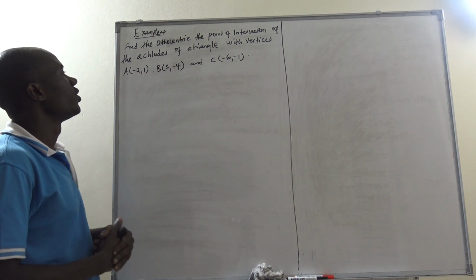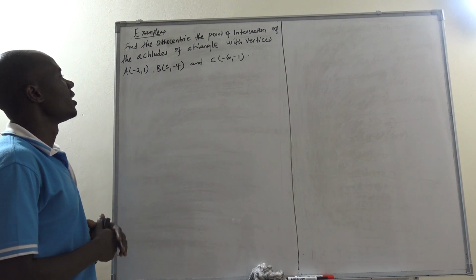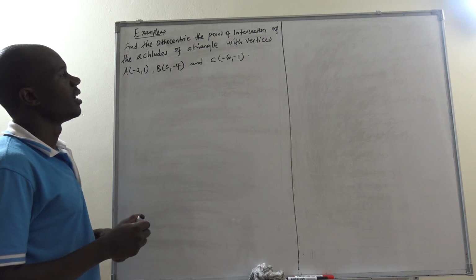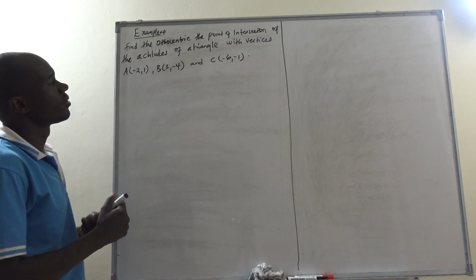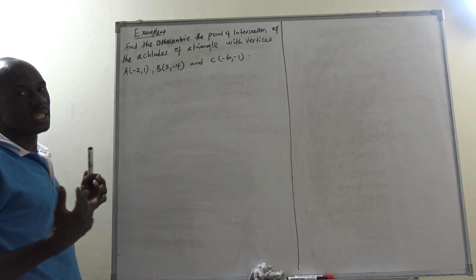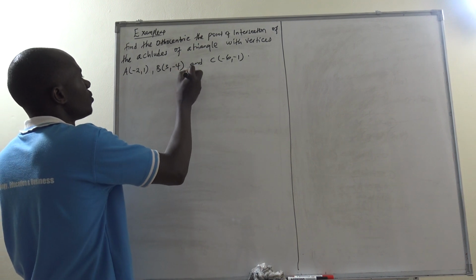Find the orthocentre, the point of intersection of the altitudes of a triangle with vertices A (-2, 1), B (3, -4), and C (-6, -1). When they talk about the point of intersection of the altitudes, which are those lines that are perpendicular to the sides, that's what should come into your mind.